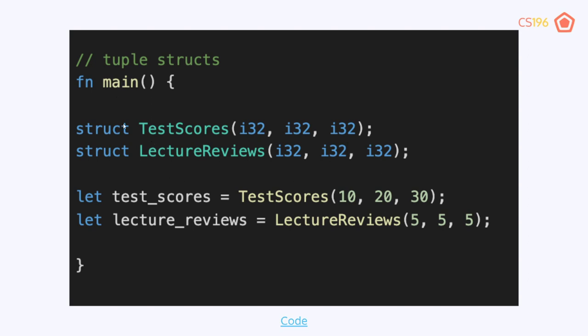So, we can create two tuple structs here. We'll say struct TestScores 3 ints, struct LectureReviews 3 ints, and then we can actually instantiate two of them. And so for test scores, you get 10, 20, 30. For lecture reviews, you'll get 5, 5, and 5.